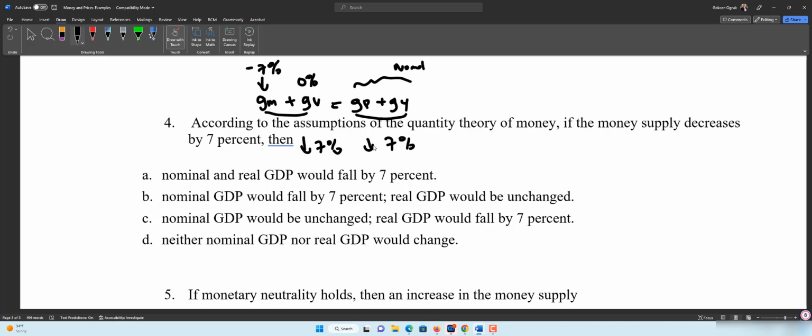So we need to find the answer that refers to this calculation. Nominal GDP would fall by 7%, real GDP is not going to change. Remember, quantity theory of money tells us that if money supply changes, let's say, by 1%, then the prices increase by 1%. It's not affecting the real variables. Therefore, real GDP does not change.